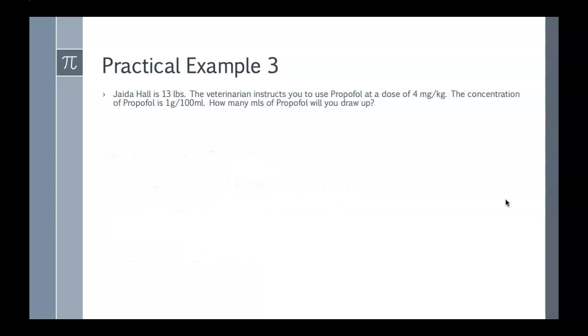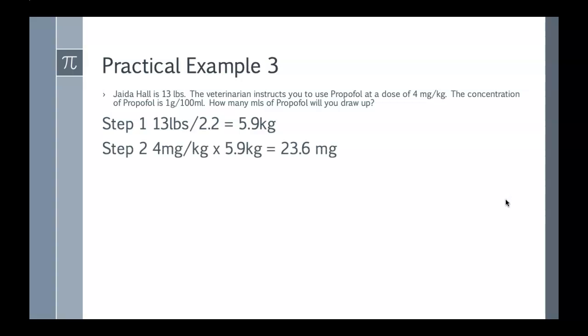All right, Jada Hall is 13 pounds. The vet instructs you to use Propofol at a dose of 4 mg per kg. The concentration of Propofol is 1 gram per 100 mils. How many mils of Propofol will I draw up? Step 1, 13 pounds. We have to divide it by 2.2, and that gives us our kilograms. So 13 pounds divided by 2.2 is 5.9 kilos.